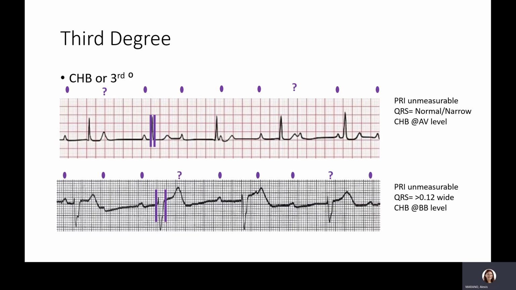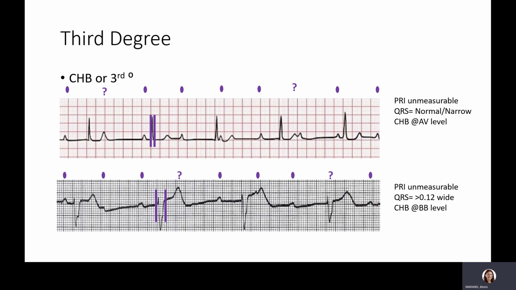Next, we have our third degree or a complete heart block. So this strip right here, your P waves are regular. Your QRSs are actually regular as well. So some might say, I don't really see regular P waves, but as you can see, I have a couple of hidden P waves. Those P waves are hidden inside T waves or QRSs or something like that.